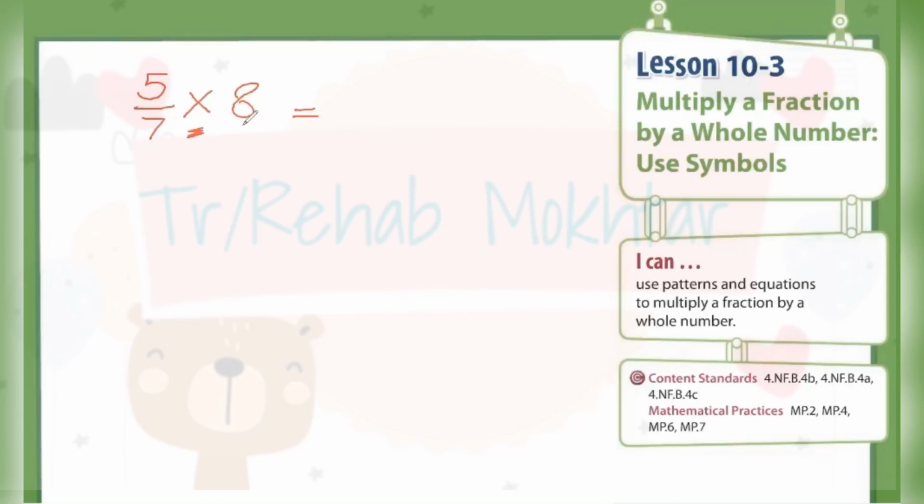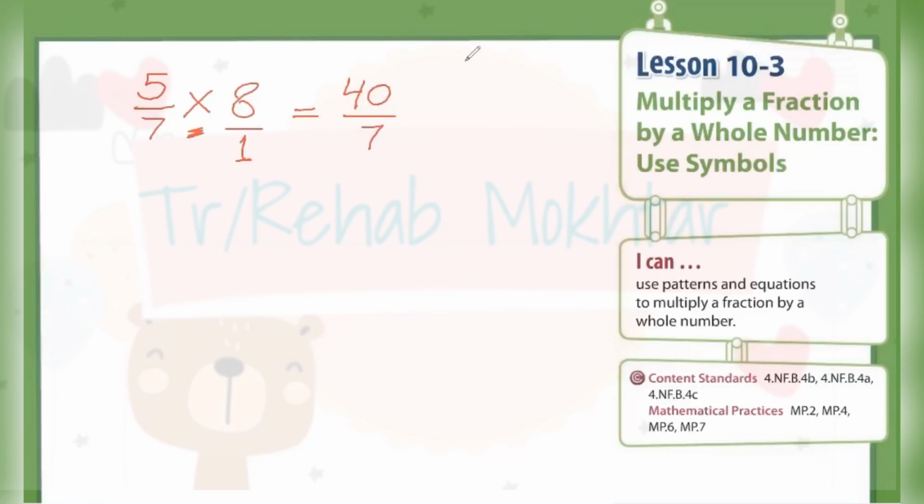But teacher, what is the denominator of 8? We said before that all the whole numbers have 1 as denominator. So I will put here 1. I will start to multiply. 5 times 8 equals 40. And 7 times 1 equals 7. Now I will check my fraction. This is called an improper fraction.